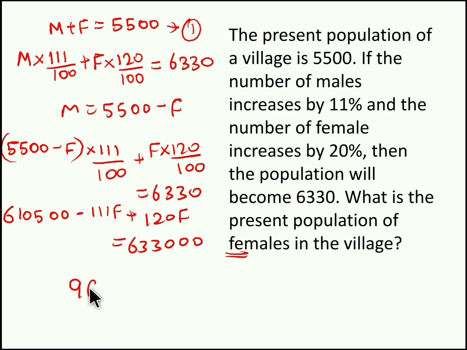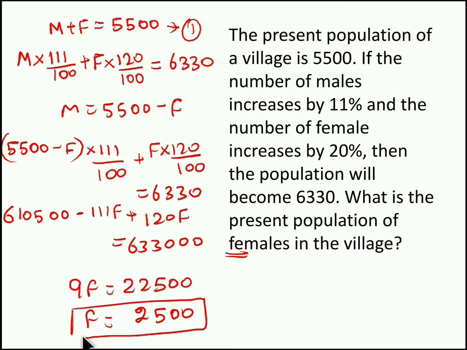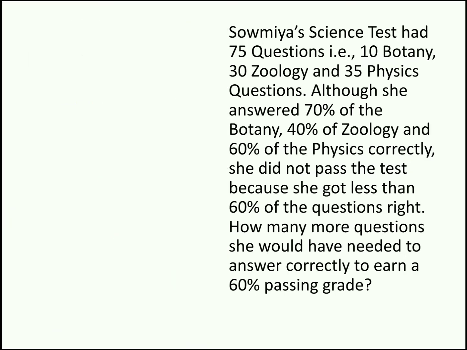So 9f equal to 633000 minus 610500, which gives 22500. So f equal to 22500 by 9, which gives 2500. So the female population in the village is 2500. This becomes our answer. Here we followed a simple simplification process. Hope you understood the concept, right? Moving to our second question.